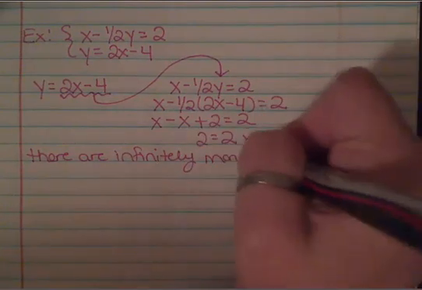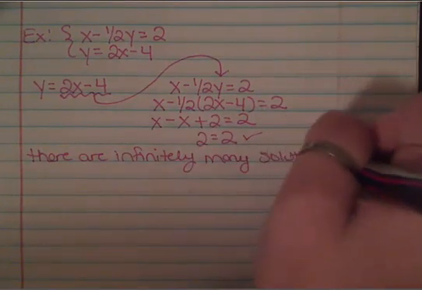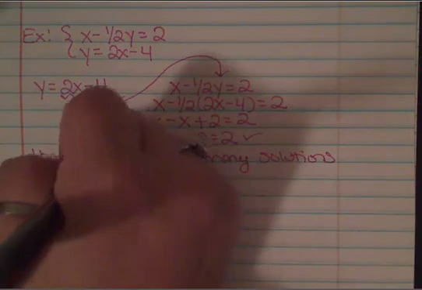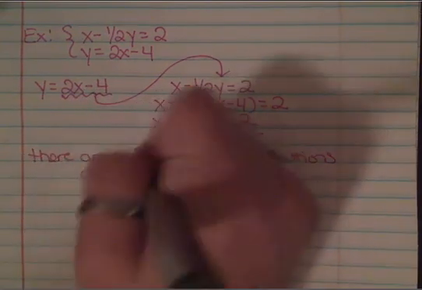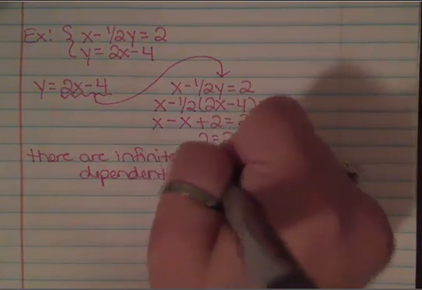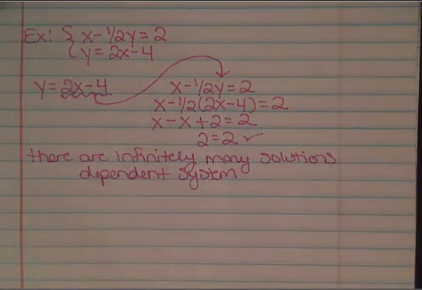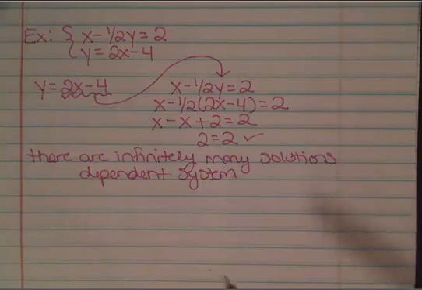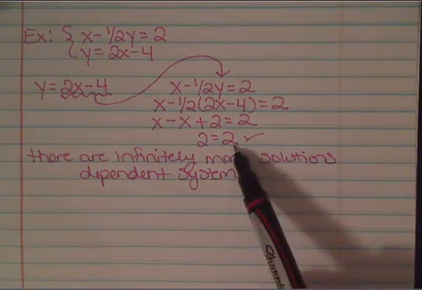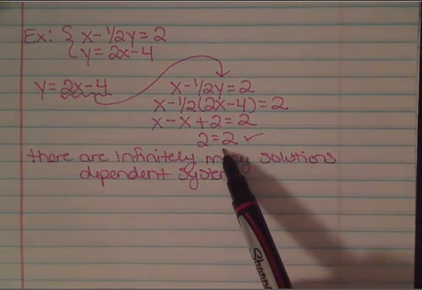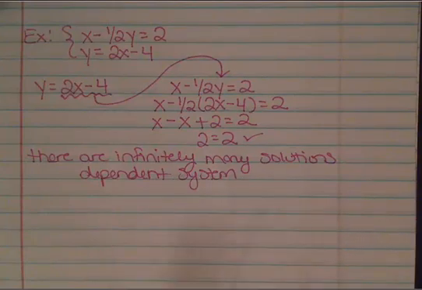This is a dependent system. Dependent system. So when you have a dependent system, you're going to be working through your problem and you're going to get to something that's always true. 2 always equals 2. So you have no more variables. That means you have infinitely many solutions.